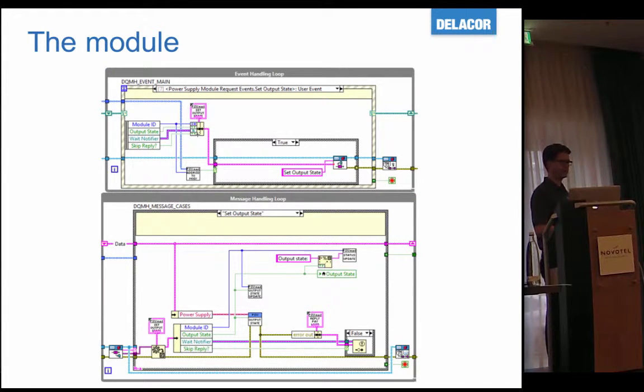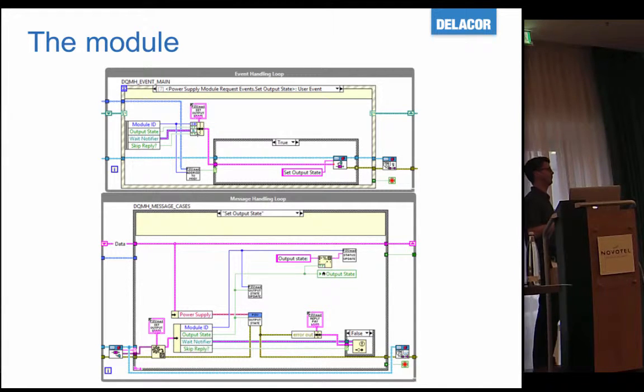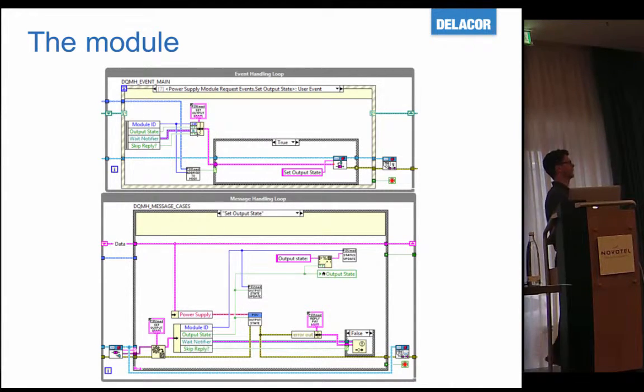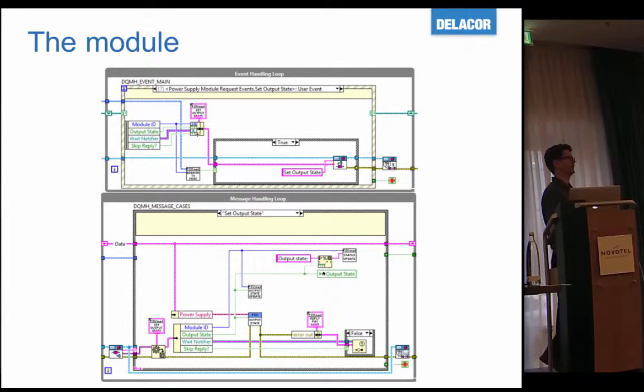Our module is the typical QMH, the queued message handler. Although, didn't we decide yesterday that we weren't going to call them queued message handlers anymore? When you've got a toolset on the Tools Network called the Delacour Queued Message Handler, that gives you a bit of a problem. So we need a new name.